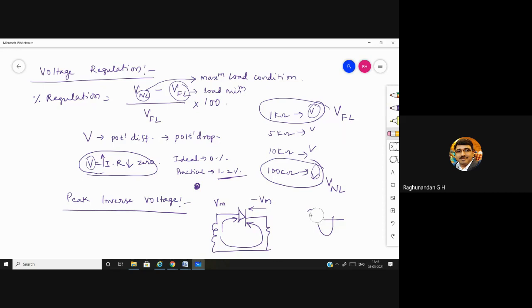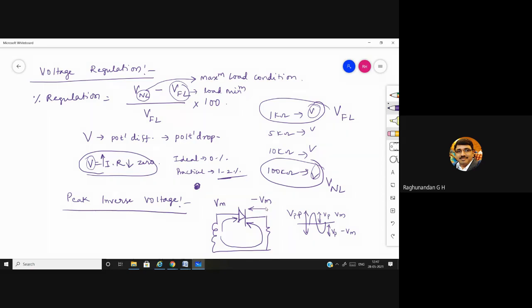Yesterday I told you, while explaining peak to peak voltage, that this is the peak voltage, which is Vm. This is also a peak voltage, which is written as minus Vm. This is known as peak to peak voltage. If this voltage appears across the forward biased diode, then obviously this will appear under reverse bias condition. So minus Vm will be applied in the opposite direction.